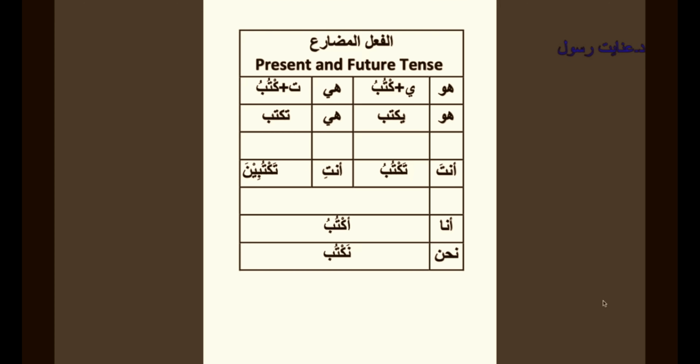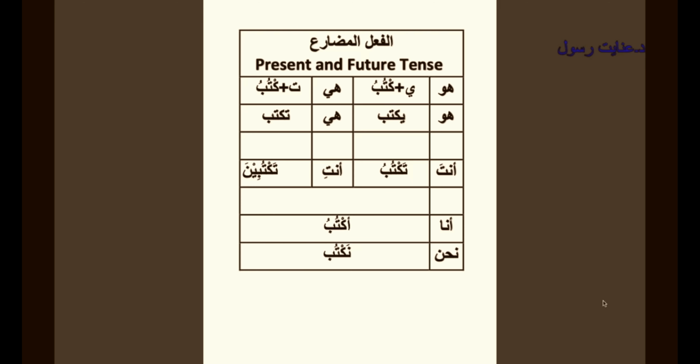We have taken only a few pronouns, that is huwa, hiya, anta, anti, ana, nahnu, whereas in the past tense we conjugated the verb in 14 forms: huwa, huma, hum, hiya, huma, hunna, anta, antuma, antum, anti, antuma, antunna, ana, nahnu. In this case we have taken only 6 forms, so that we can practice these enough and then take up further forms in the next class.